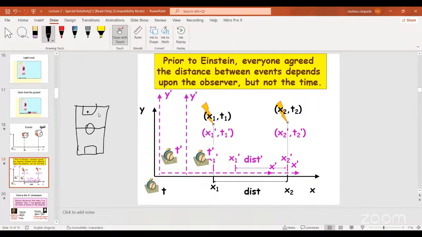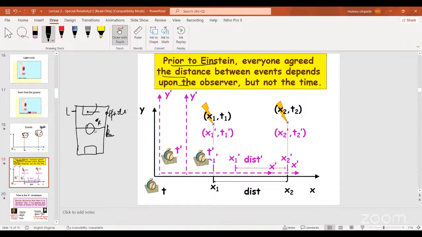If the referee blows, maybe the referee is here, somewhere here. If the referee blows that is offside, then when you come here, prior to Einstein, everyone agreed that the distance between events depends on the observer. What the referee here will see will be different from what a linesman here will see. This is the referee. Another linesman might be somewhere here. What he will see will be different.